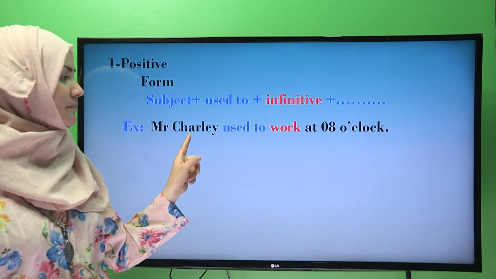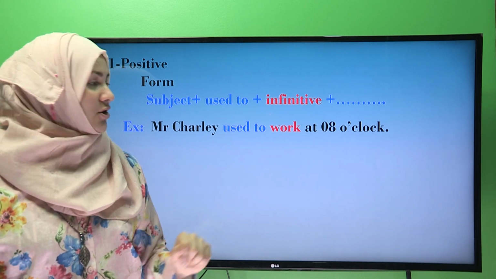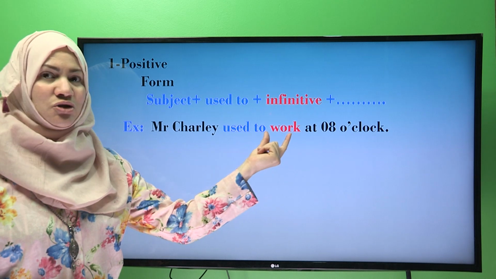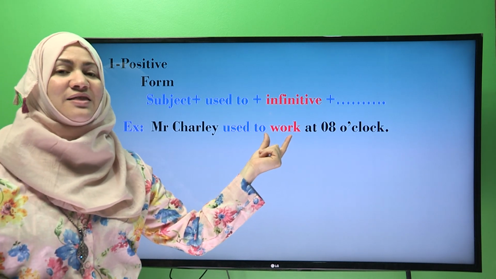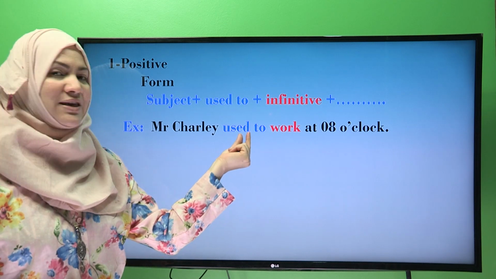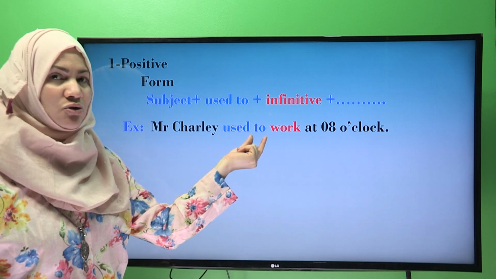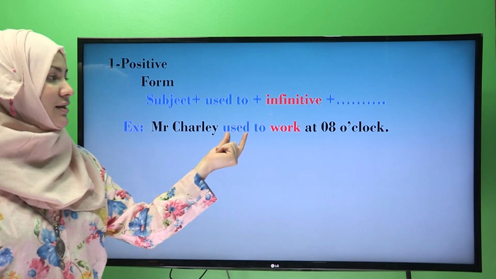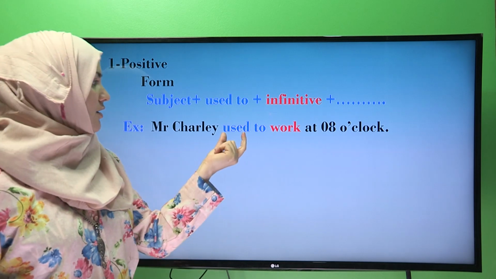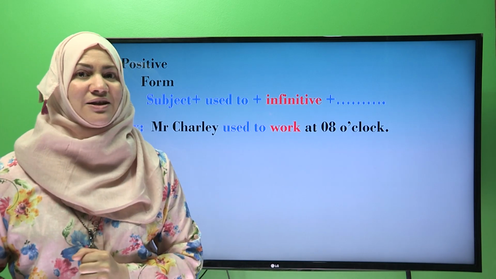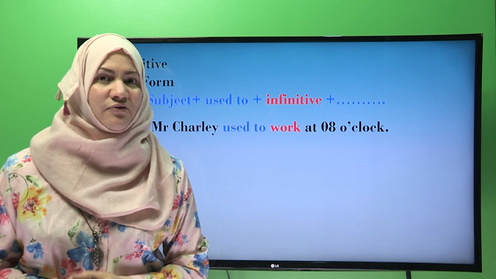Mr. Charlie used to work at 8 o'clock. You can see here, used to work, used to. The verb itself is in the past because we have ed. So we talk about past habit. Mr. Charlie, his habit is to work at 8 o'clock. This form is positive, affirmative form.